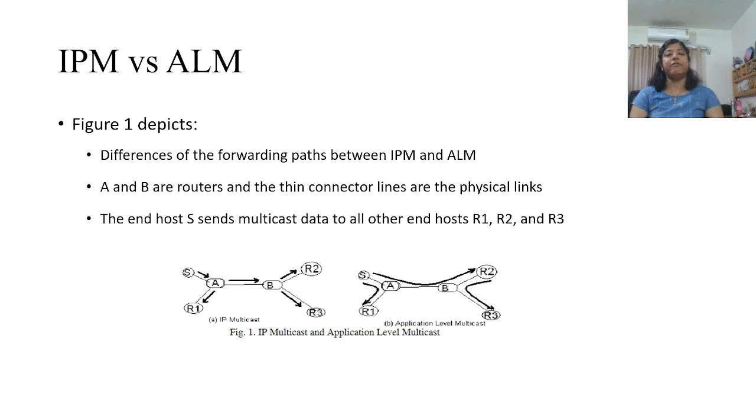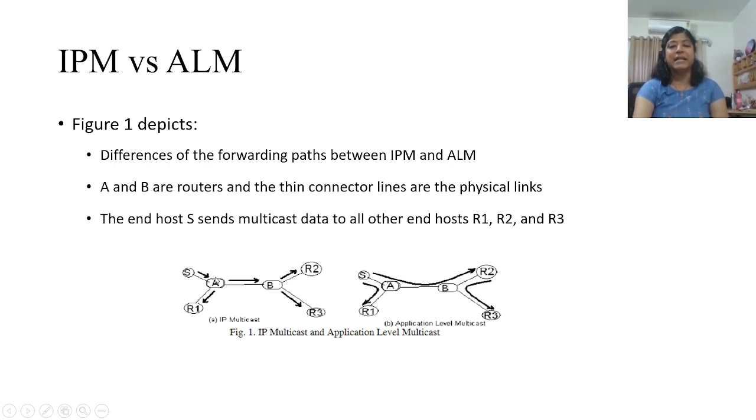Now we will discuss the difference between IPM and ALM using a diagrammatic representation. You can see in this diagram, we are focusing on the forwarding of packets through the use of IPM and ALM. We are considering the forwarding paths for the comparison. Here A and B are routers and the thin connector lines are the physical links. Here the end host S sends multicast data to all other end hosts like R1, R2 and R3 in both IPM and ALM.